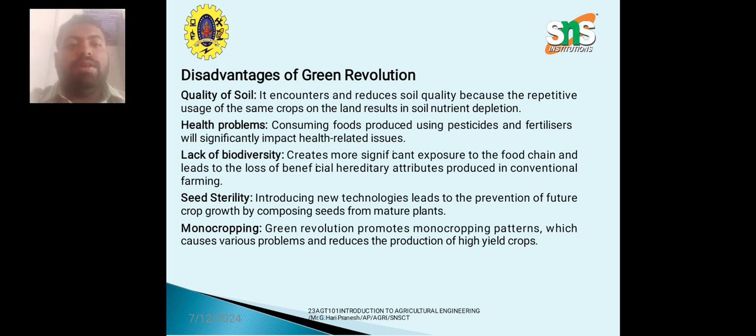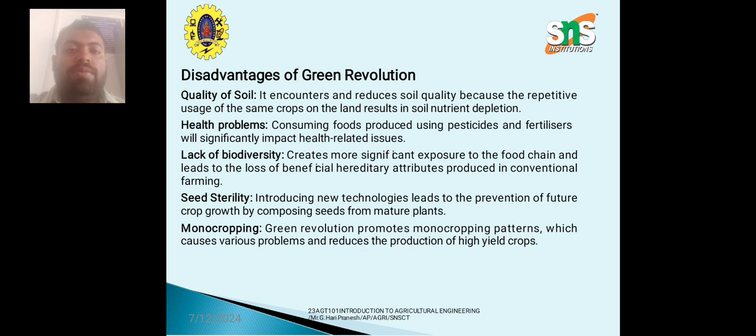Health problems. Consuming food produced using pesticides and fertilizers will automatically impact health, because for self sufficiency we are using pesticides and fertilizers. However, it will reduce the quality of the soil, and it also causes various health hazards, even though we attain self sufficiency, and it causes lack of biodiversity.